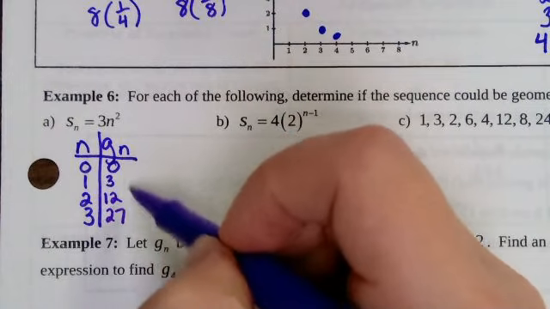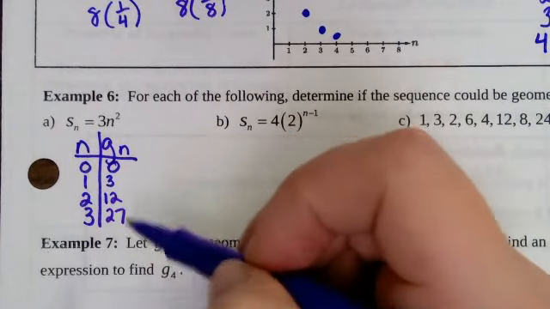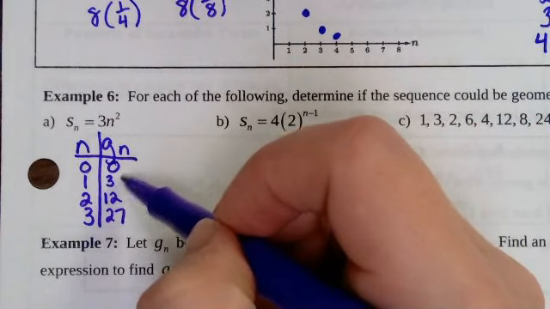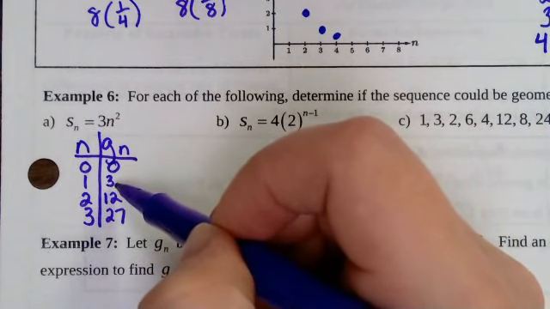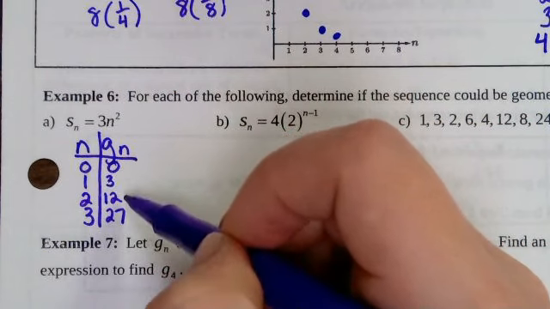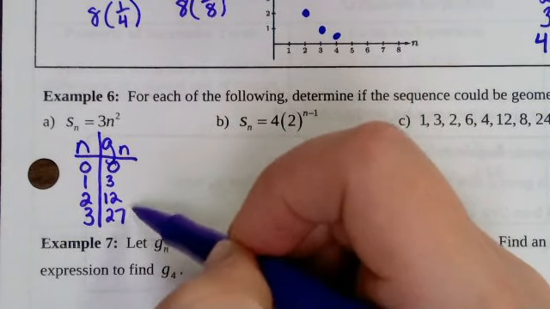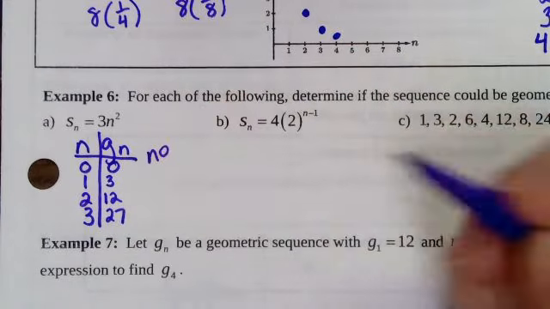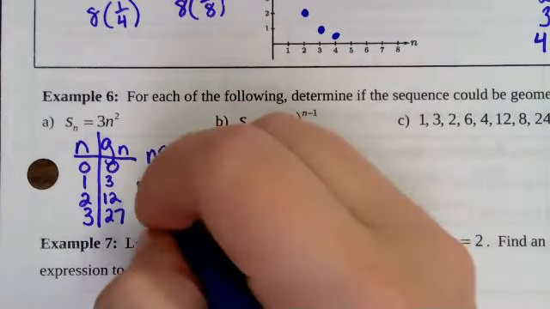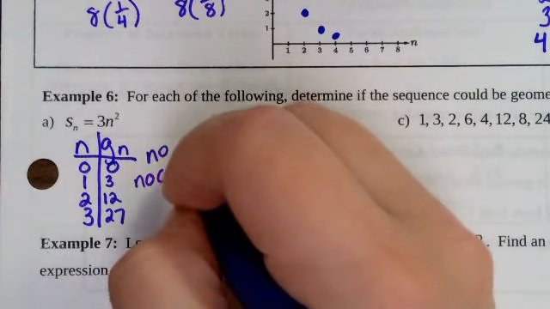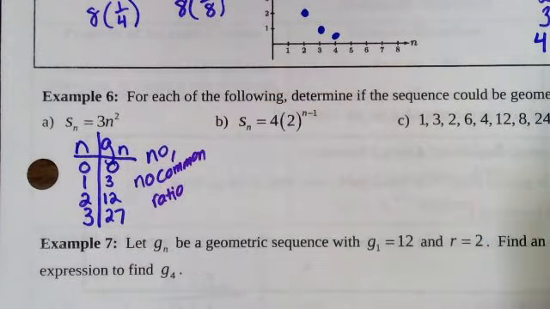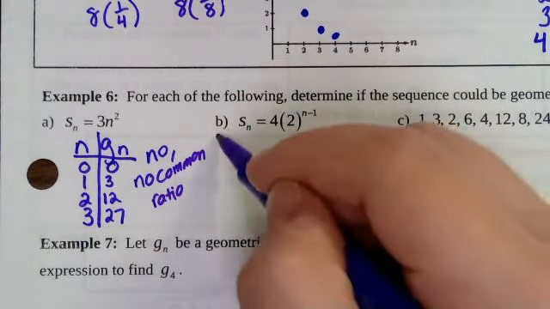If you try to find a pattern as to what you can multiply by to get the next term here, you can't multiply 0 times anything to get 3, right? 3 times 4 would be 12, but if I try to multiply times 4 again, I don't get 27. It's not a geometric sequence because there's no common ratio. All right, look at the next one.